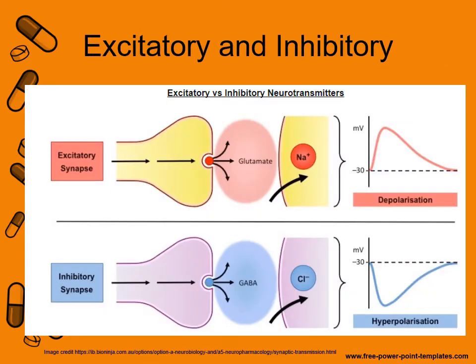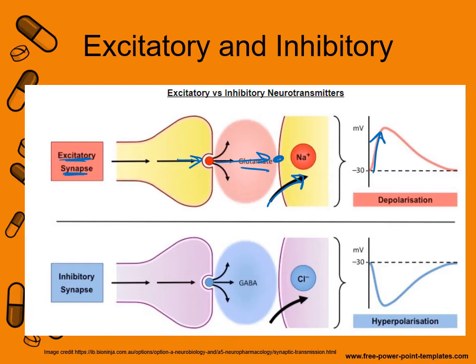Here's that same idea, but in picture form. Our excitatory neurotransmitters on the synapse, something like glutamate, will be released from the presynaptic cell. It's going to diffuse across the synapse, bind to the postsynaptic cell. That's going to cause these sodium channels to open. Sodium gets in, and that is depolarization.